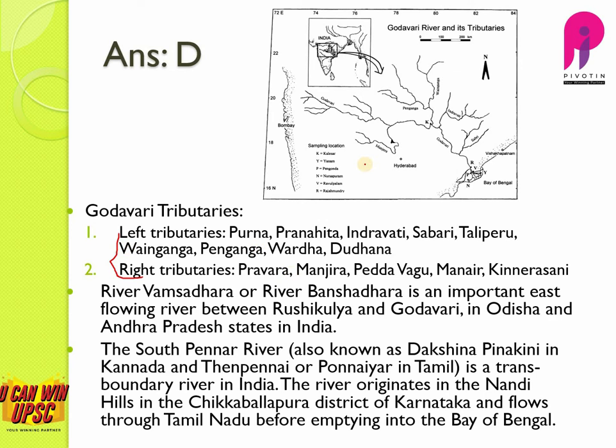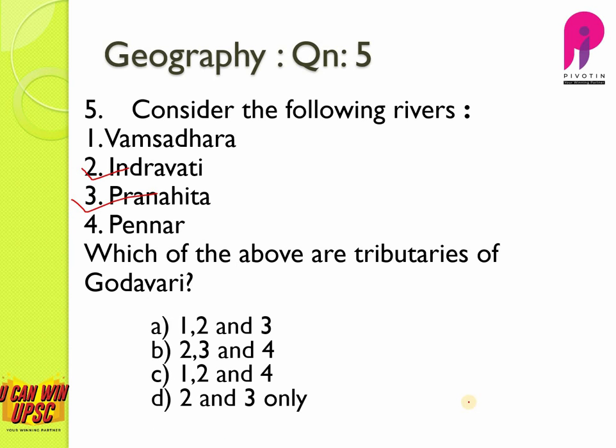Rivers Vamsadhara and Nagavali are not tributaries, but they flow between Rushikulya and Godavari in Odisha and Andhra Pradesh. South Pennar is a transboundary river, and it flows between Karnataka and Tamil Nadu before emptying into Bay of Bengal. The answer here is D, which is 2 and 3.